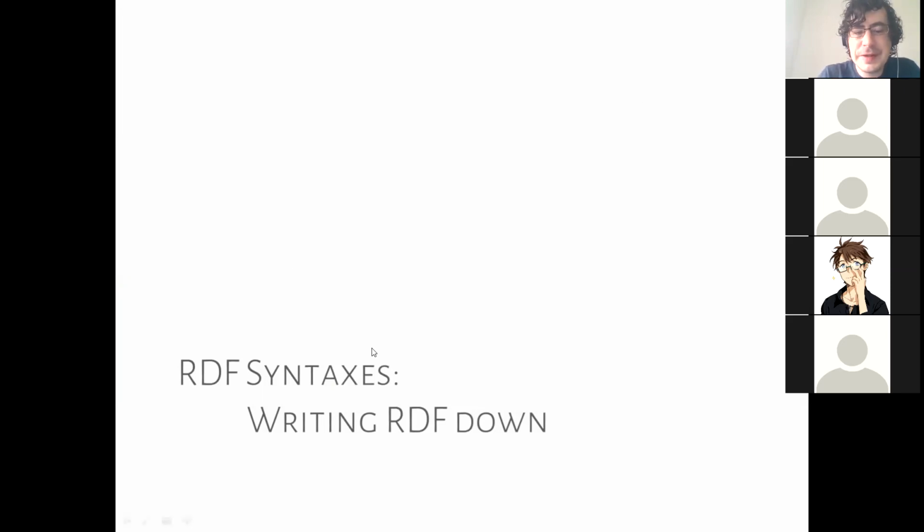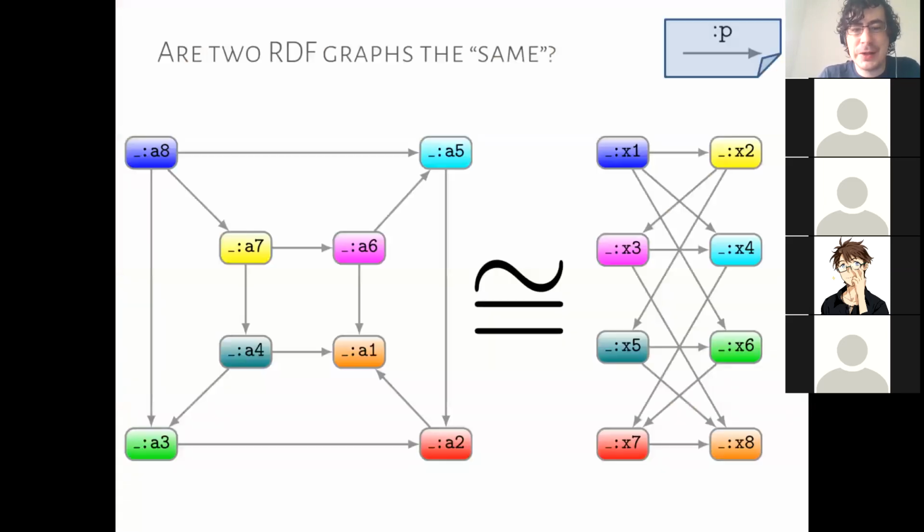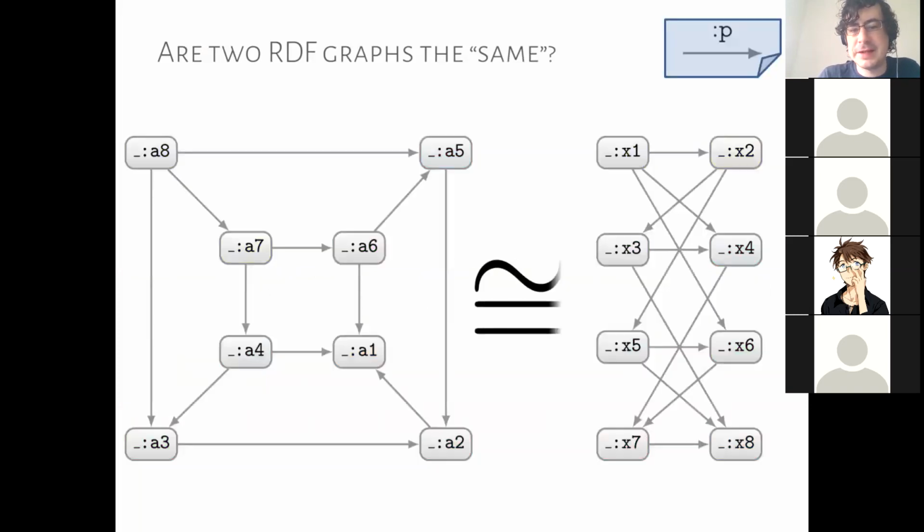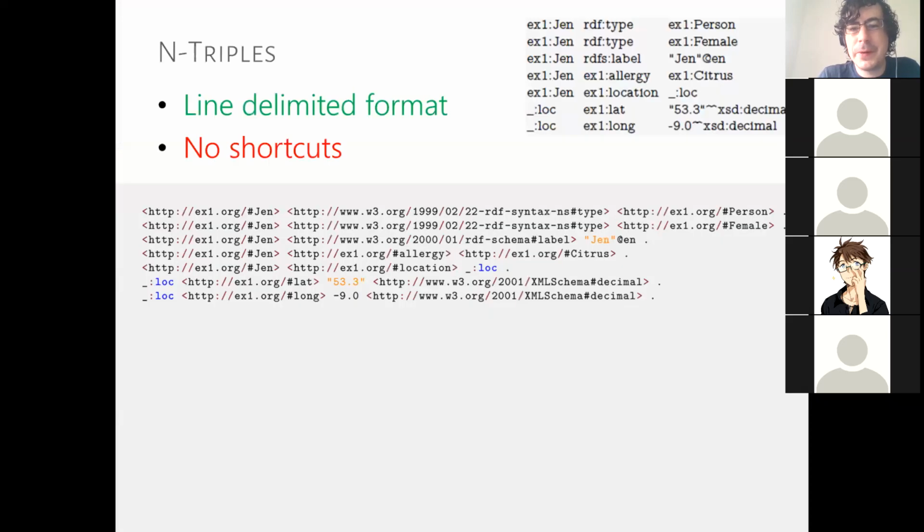so it's important to note that RDF itself is a data model. It's this abstract notion of graphs, right? Like we saw here. And there's various syntaxes for writing these graphs down. Okay. So I'm not going to bore you too much with the syntax. I'm going to focus on one in particular that we'll use in the lab.